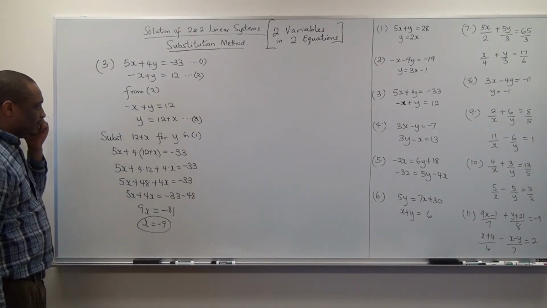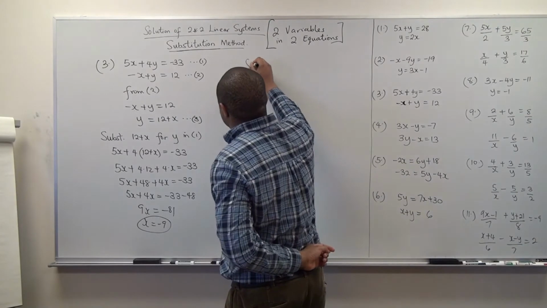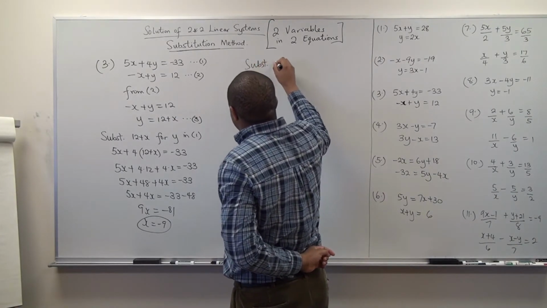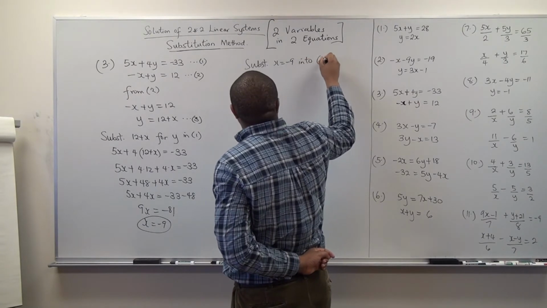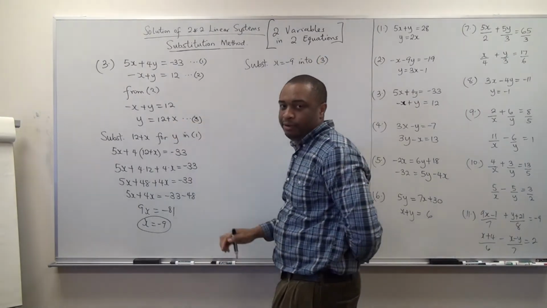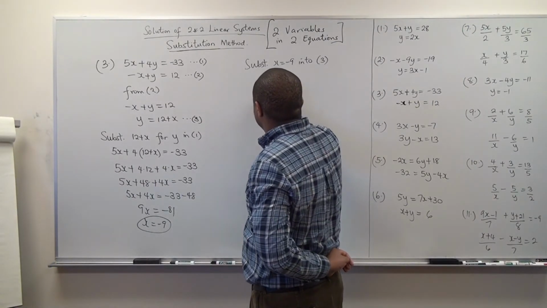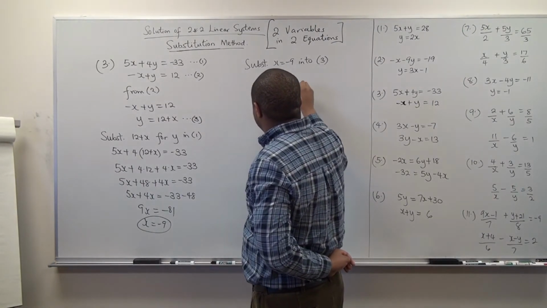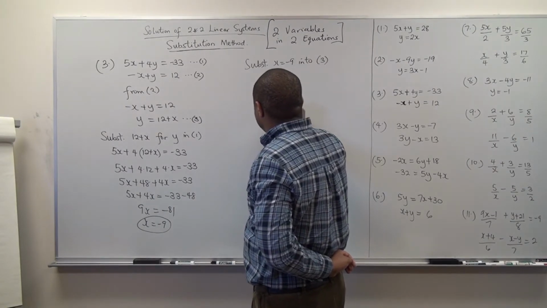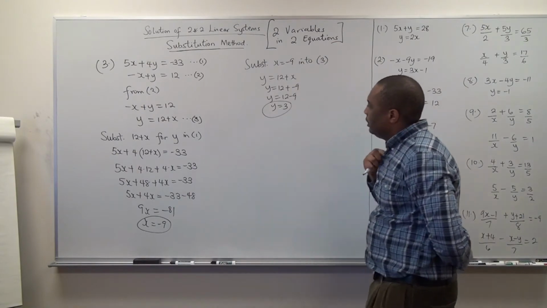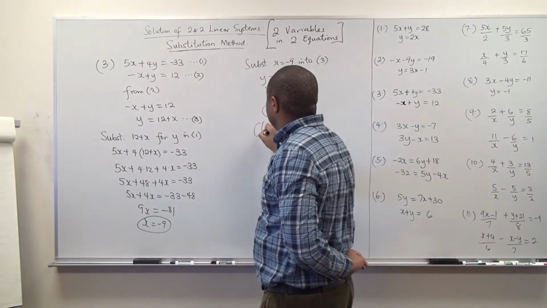So we found x. We can now substitute x equal to negative 9 into equation 3, since it's easier for us that way. So y would be 12 plus x. y is 12 plus negative 9. y is 12 minus 9. y is 3. So our x is equal to negative 9 and our y is equal to 3. As usual, we check.